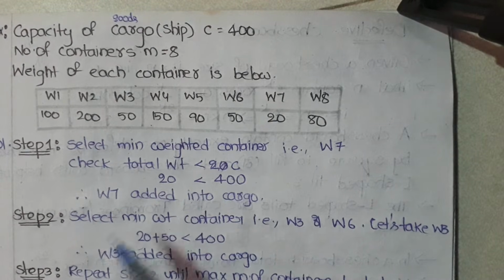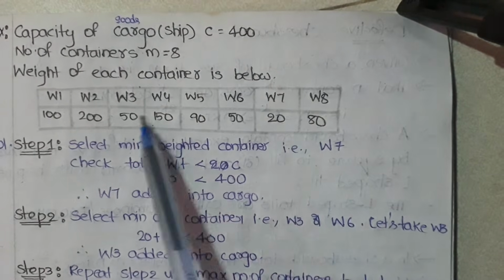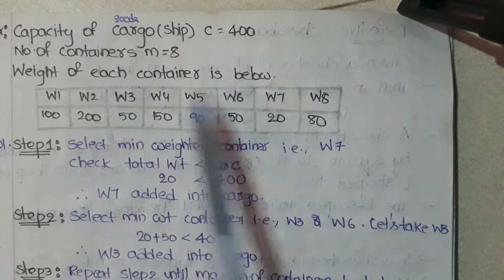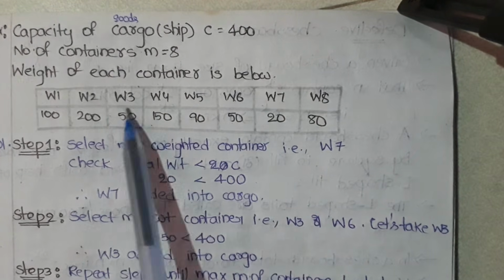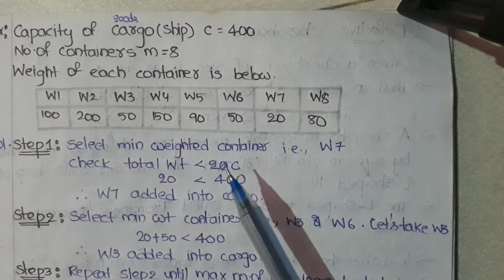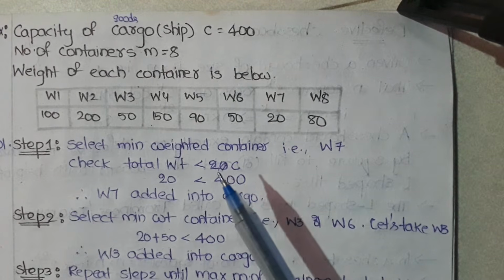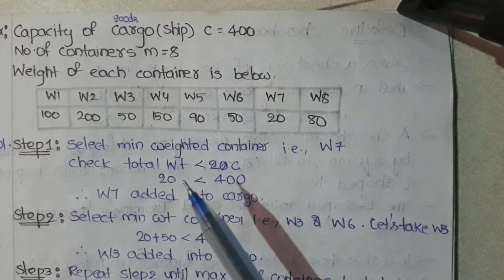And the next step 2 is to select the next minimum weighted container. After 20 we have 50 and 15, which means W3 and W6. We can either add W3 or W6. I am adding W3. So 20 plus 50 is of course 70, less than 400. So it is also acceptable to add into our ship.